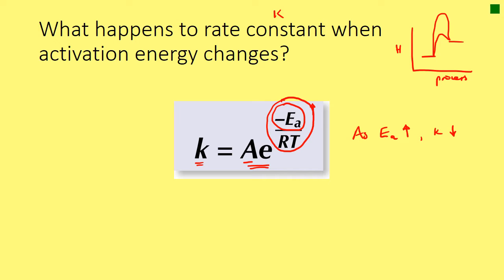And the same applies in reverse. If you were to decrease the activation energy, then that term is going to become a less negative number, and so the right hand side becomes a bigger number, so the k becomes bigger. So k is going to increase, and everything else being equal, that means the rate would increase, which intuitively you would know.